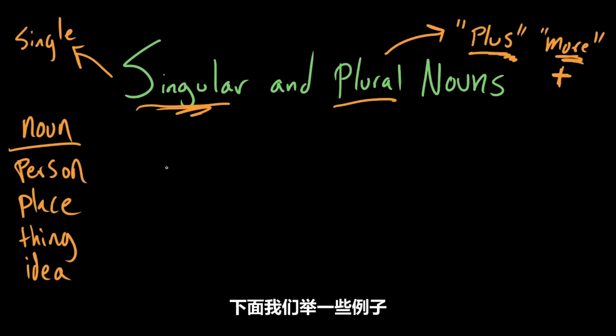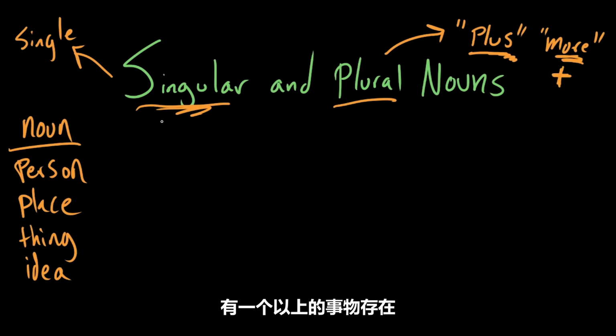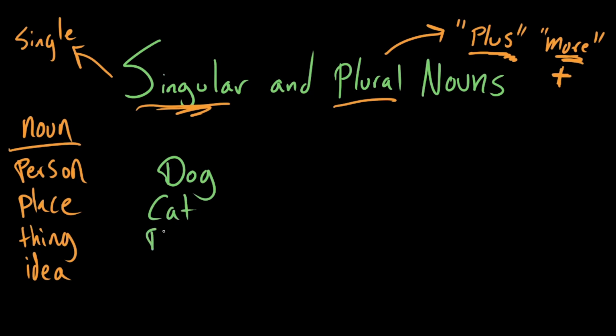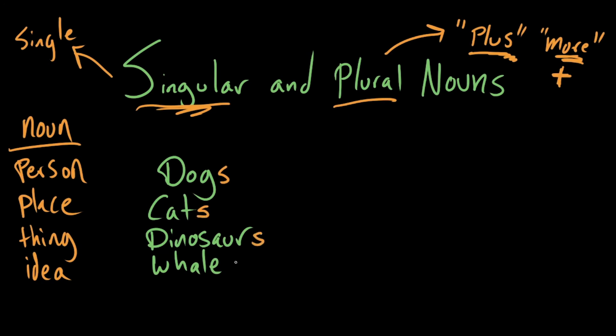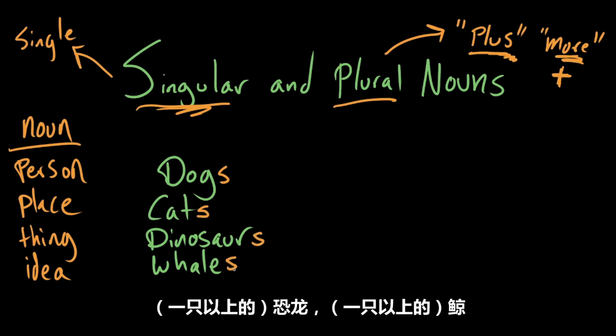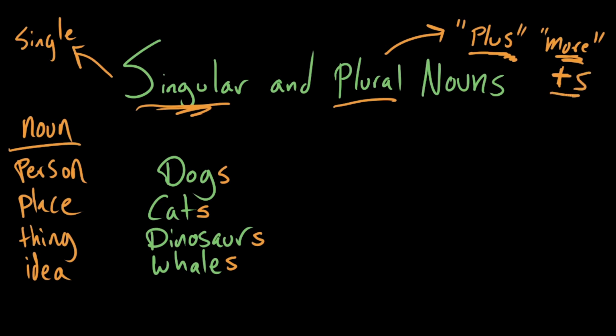Let's do some examples. And I'll show you how you make the plural in English, how to indicate using your language that there is more of one thing. So let's just throw out a couple of words. We got dog, cat, dinosaur, and whale. And all you need to do to make it plural is very simple. You just take an S and you add it onto the end like so. Dogs, cats, dinosaurs, whales. So, if you want to make something plural, think about plus, more. All you have to do is add an S, like that.